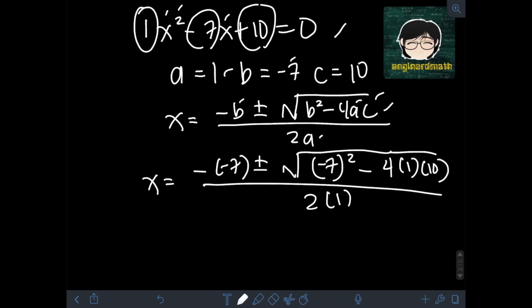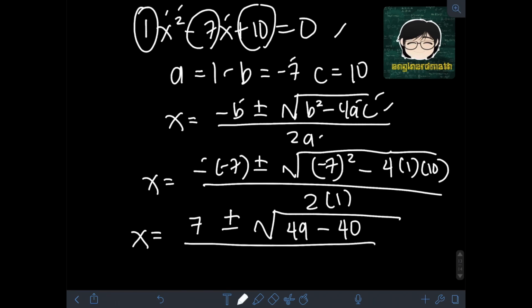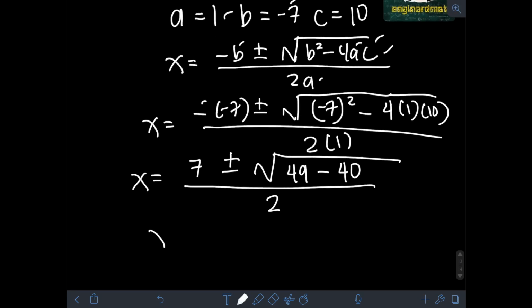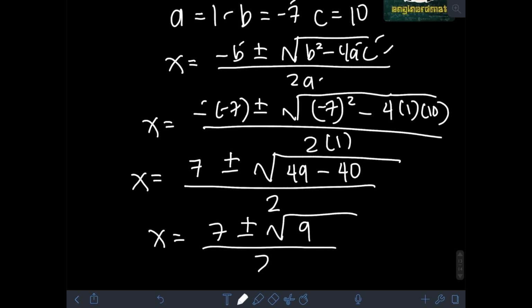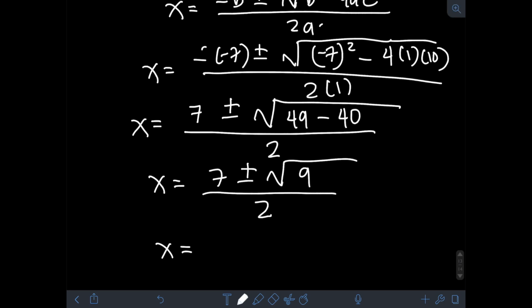So simplifying, we have negative of negative 7 is positive 7, plus minus square root of negative 7 quantity squared is 49, minus 4 times 1 times 10 is 40, divided by 2 times 1 or 2. x is equal to 7 plus minus square root of 49 minus 40 is 9, divided by 2. x is equal to 7 plus minus square root of 9 is 3, divided by 2.